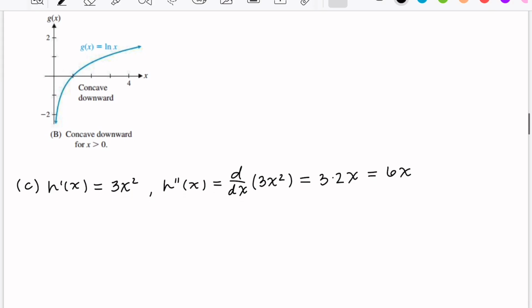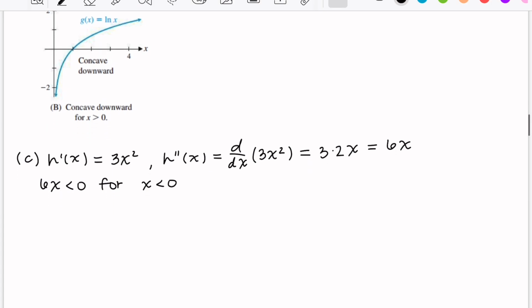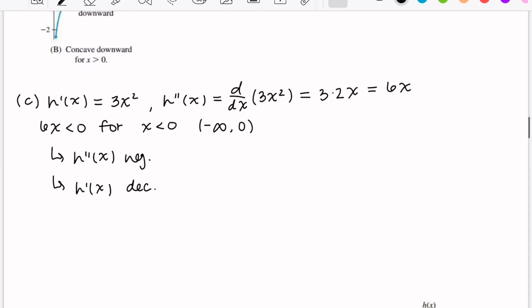All right. Now we have 6x is going to be less than 0 for x less than 0. So this means for all of our x values that are in this interval, negative infinity to 0, we have that our second derivative is negative, which tells us our first derivative is decreasing, and this tells us our function is concave down.